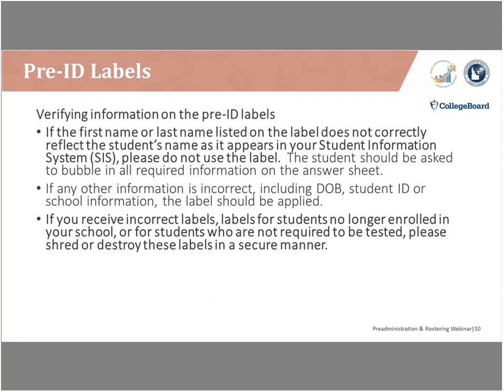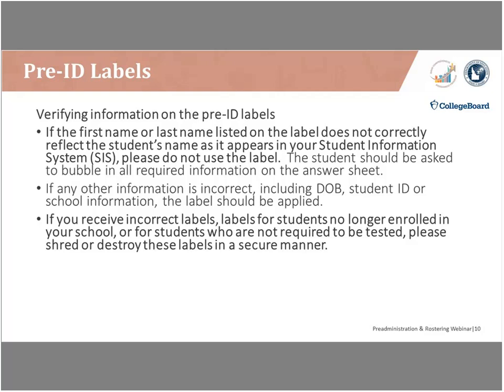Now let's talk a little bit about verifying the information on the pre-ID labels. If the student's first name or last name listed on the label does not correctly reflect the student's name as it appears in your student information system, please do not use that label. The student should simply be asked to bubble in all required information on the answer sheet.